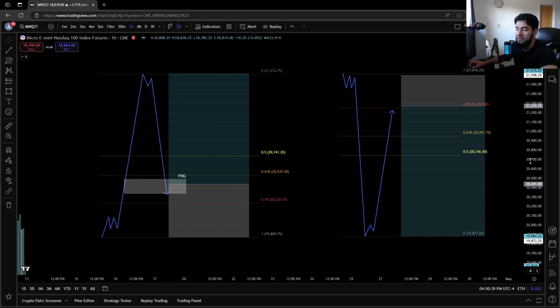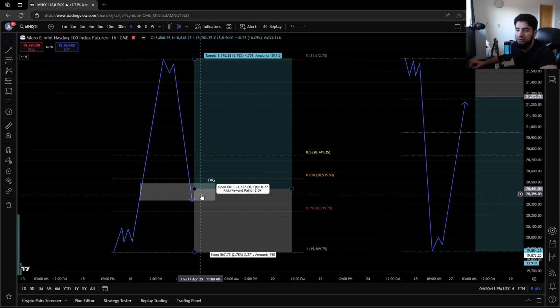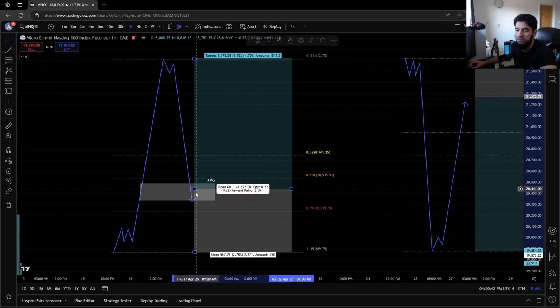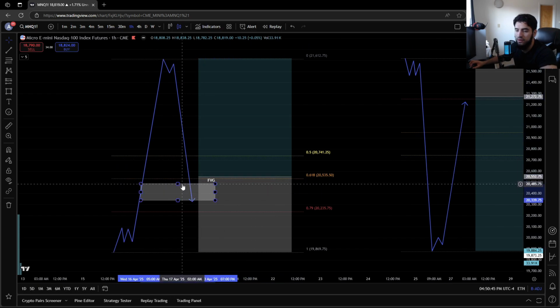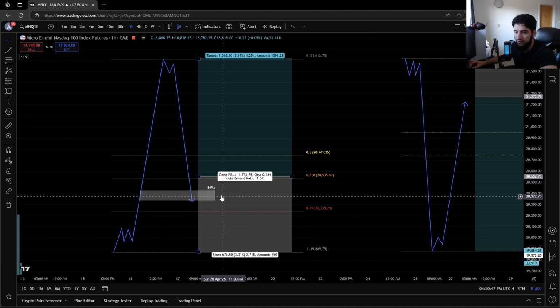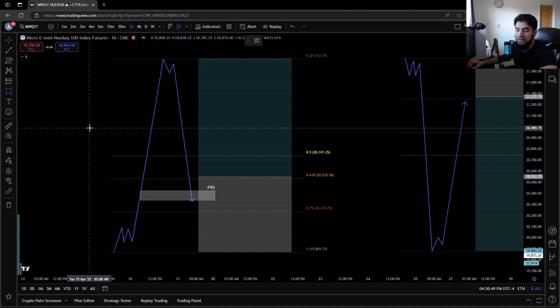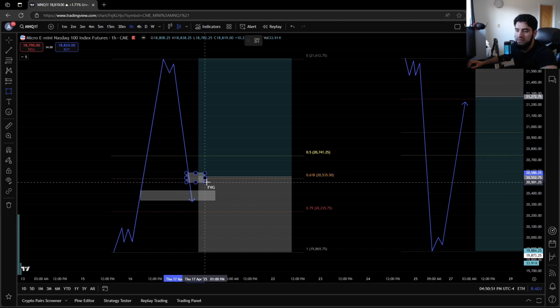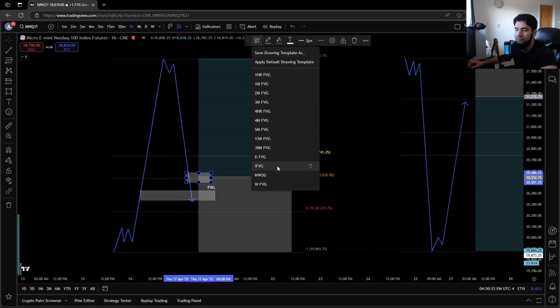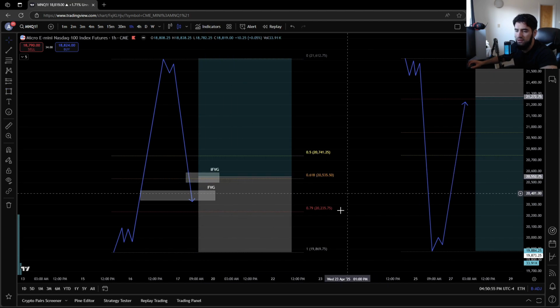So now again, putting another concept together is inverse fair value gaps, right? So let's say price ends up coming all the way over here, right, to this fair value gap. It taps that fair value gap, gets respected, right? And then we see an inverse fair value gap, right? Let's say right here we have an inverse of a bearish fair value gap, right?